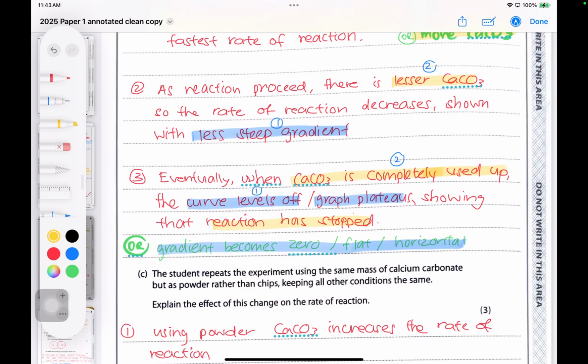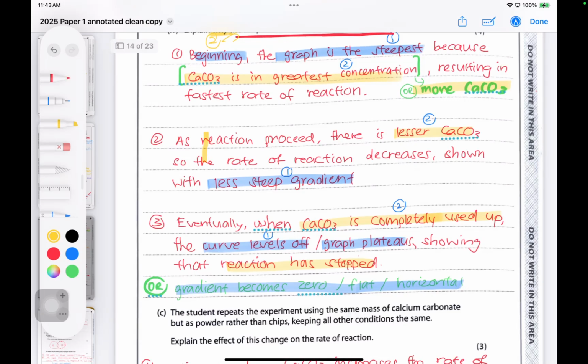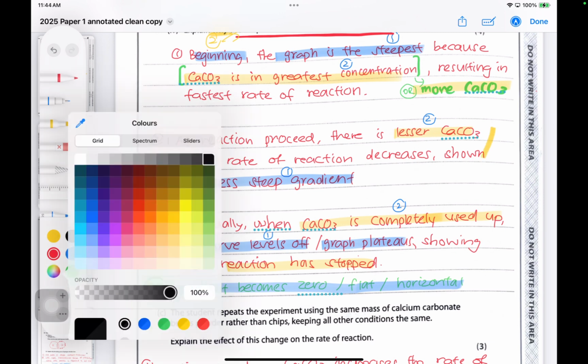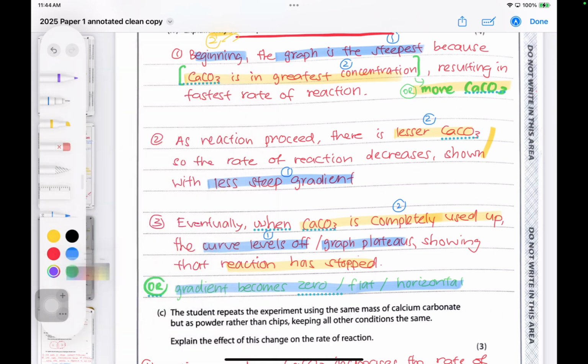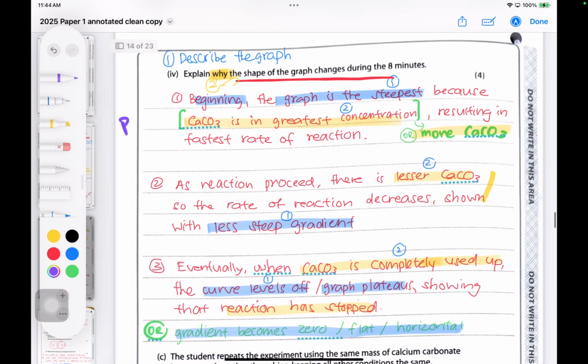I know there are so many points here, so you might be asking how they award the marks. They look at it as a pair. For example, for the first set of answers, you describe the graph and you give the reason why.